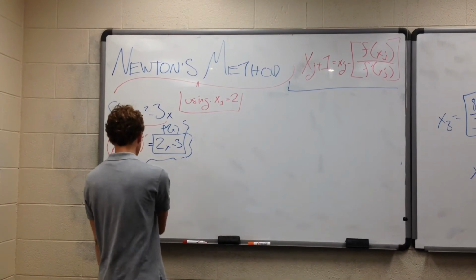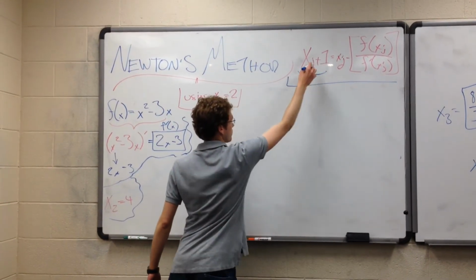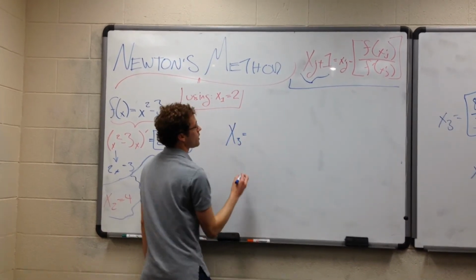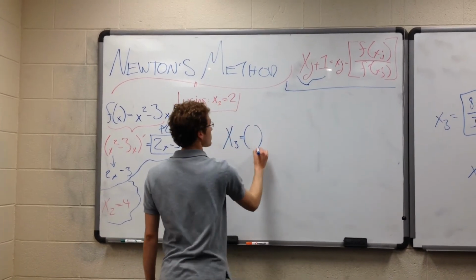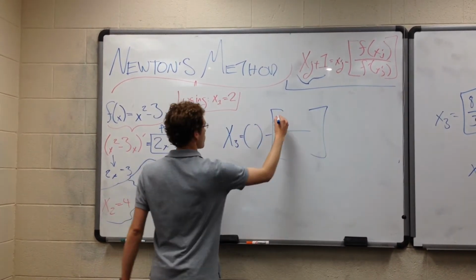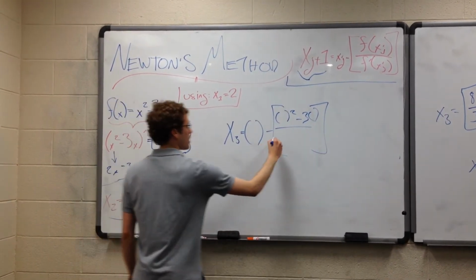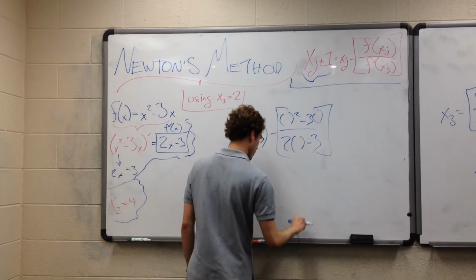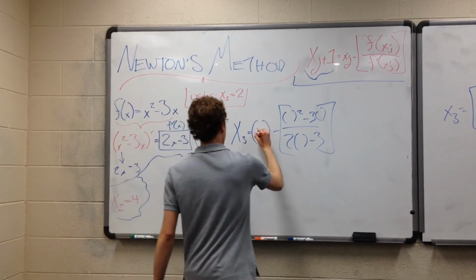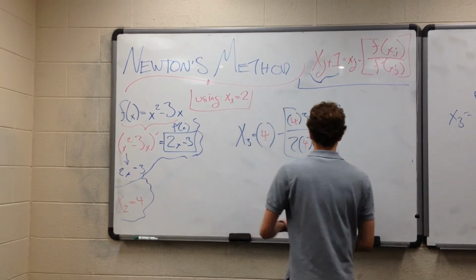So we did x2 last time. Now we need to do x3. So that's going to signify this part right here, just becoming x2 plus 1, or x3. x3 equals x sub i parentheses minus the rational again, f parentheses squared minus 3 parentheses over the prime, 2 parentheses minus 3. Let's go ahead and write in our values. We know that it's 4, so 4 minus 4, 4, 4. All right, let's work this out.